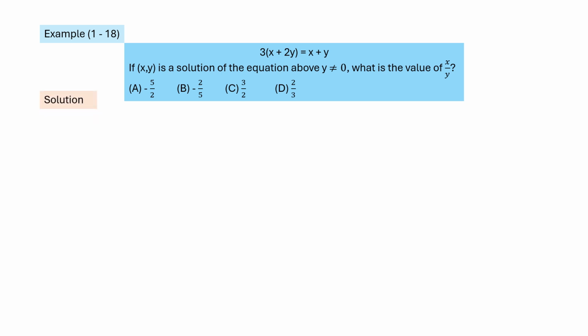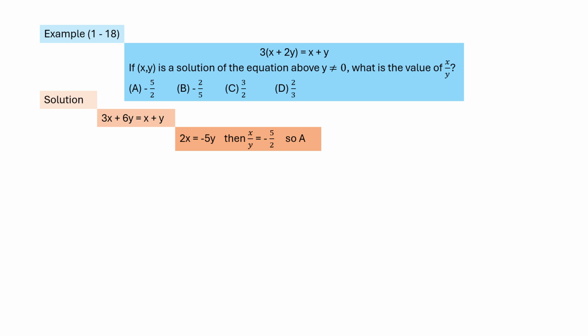In this case, as we said before, you can't make a scenario for all the steps, but start with a simple step, which is to distribute 3 inside the parentheses. So 3x plus 6y equals x plus y. Combine x on the left hand side and combine y on the right hand side.